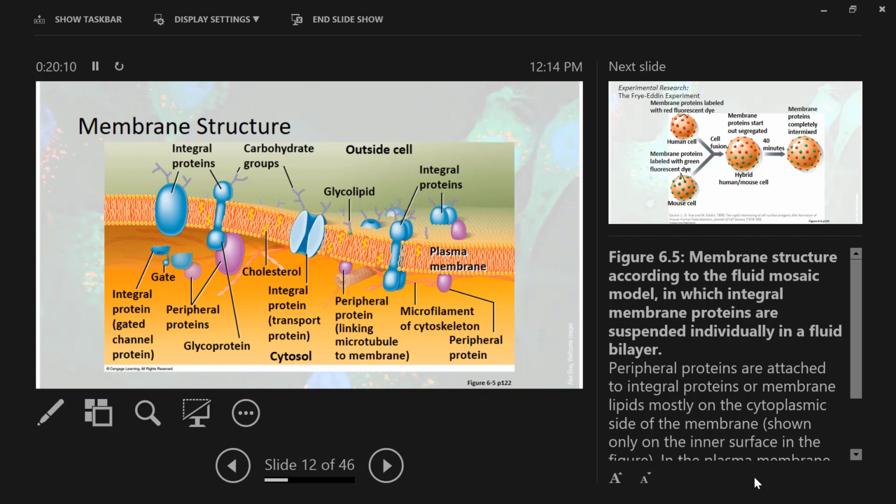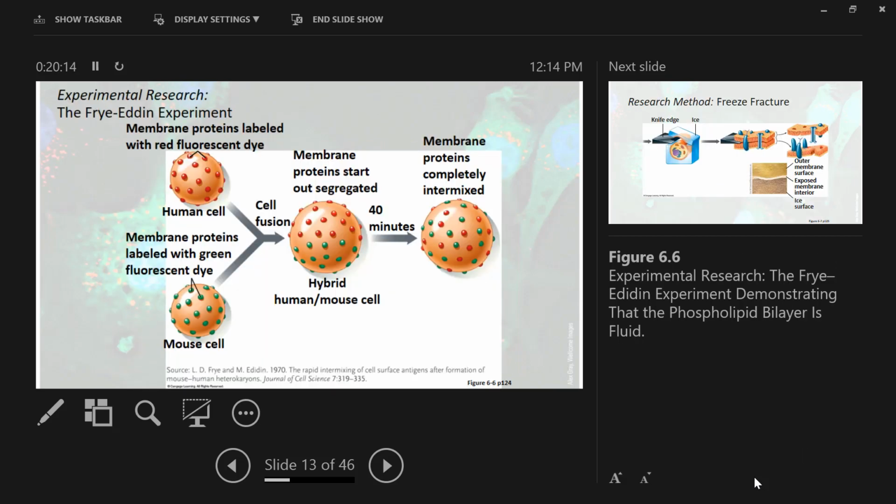It's all coming back, right? All right, so here you can see the fluidity even of proteins. Here they took 2 cells. They took a human cell with human proteins, and they fused just the membrane of it with a mouse cell membrane. Initially you get all the mouse protein on one side and all the human protein on the other. But after 40 minutes, they're all mixed and distributed, because it's showing you even those integral proteins are fluid.